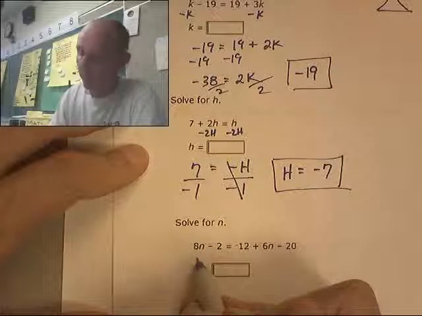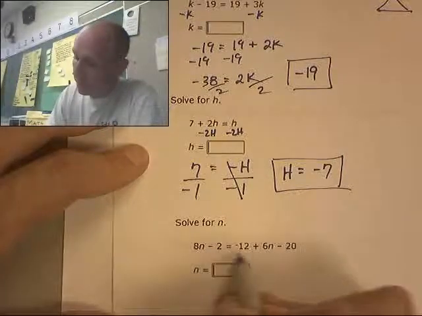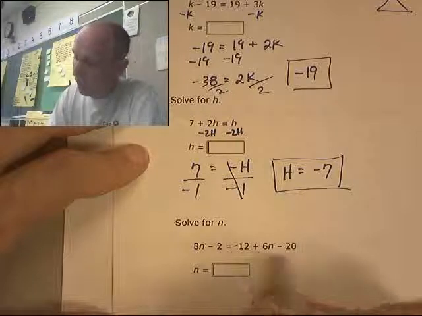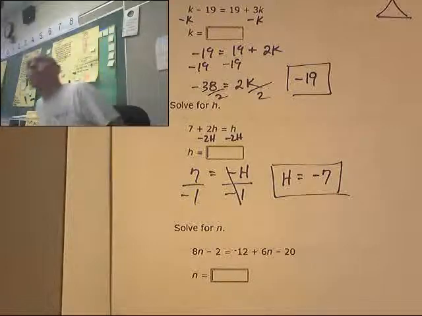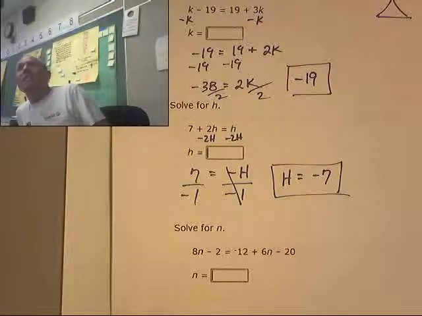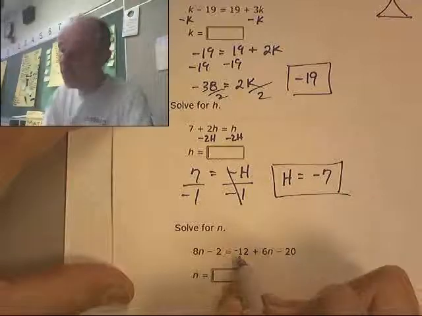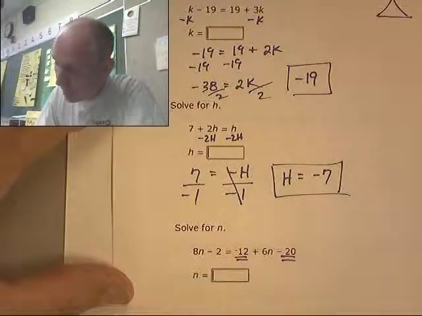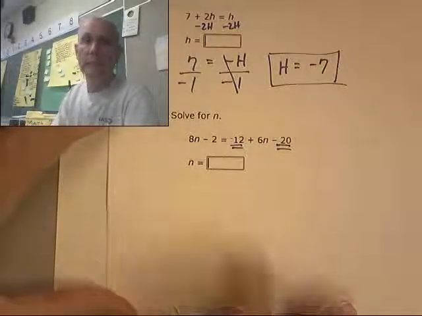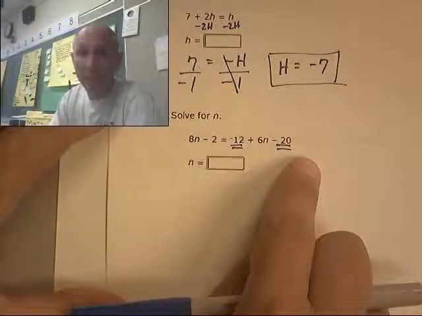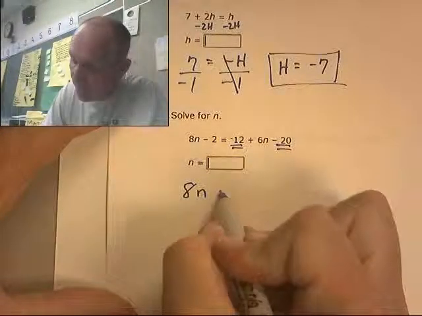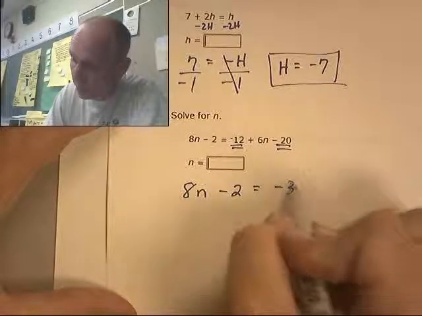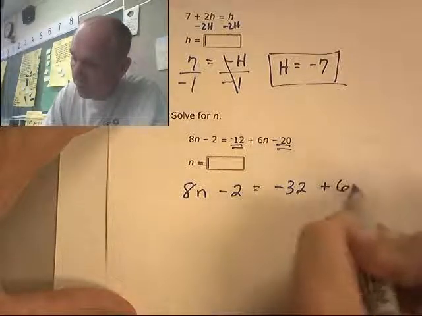And our last one. 8 narwhals minus 2 equals negative 12 plus 6 narwhals minus 20. Okay, hey, you know what? I was wrong. That poster I was just reading, one of the things it says is simplify or combine like terms. So let's do some simplification right here. Let's take care of that. What's that going to be? 8n minus 2, I have negative 12 and negative 20. That's negative 32. So 8n minus 2 equals negative 32 plus 6n.